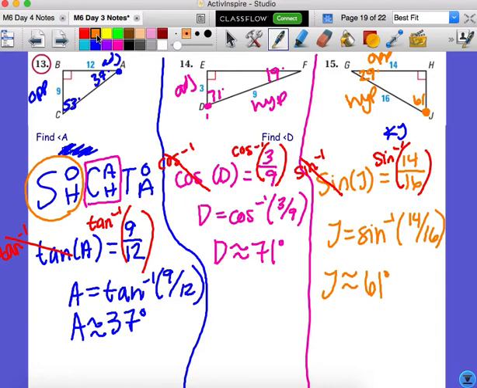Now you may notice that number 13 is secretly a Pythagorean triple, because this is 3 times 3, this is 4 times 3, so I know this would be 5 times 3, which is 15. However, the other pieces here that we have are not necessarily triples, so we would have to use Pythagorean theorem to find those missing sides. Or we could use a trig function.